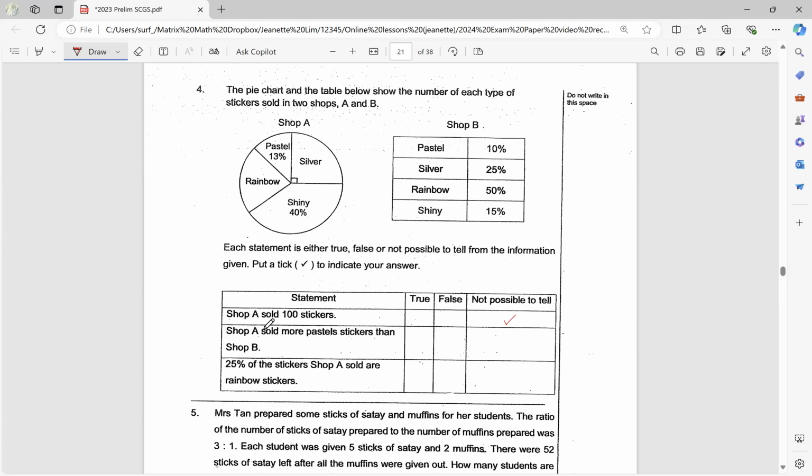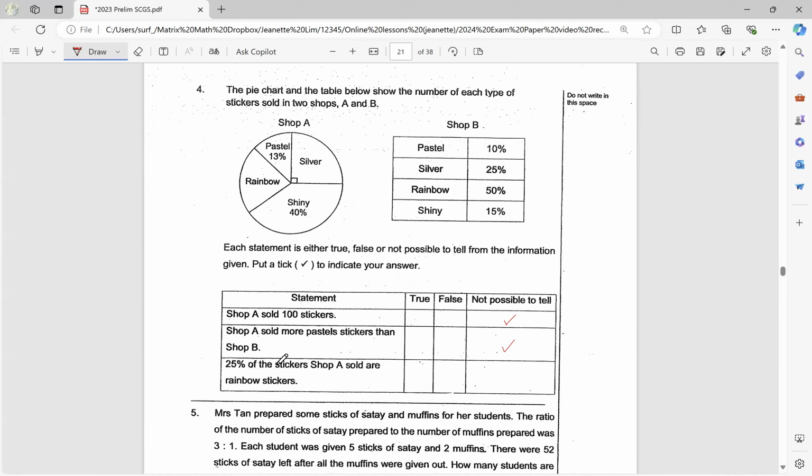So shop A sold more pastel stickers than shop B. Pastel stickers in shop A is 13%. Pastel stickers in shop B is 10%. Is it true that 13% is more than the 10% in B? We can't tell as well. Maybe the total for A is actually so much more than B. Or it could be very much less than B. Okay, we cannot tell because no value is given. So not possible to tell. The percentages themselves are talking about different totals. So it really depends on what that actual total is.